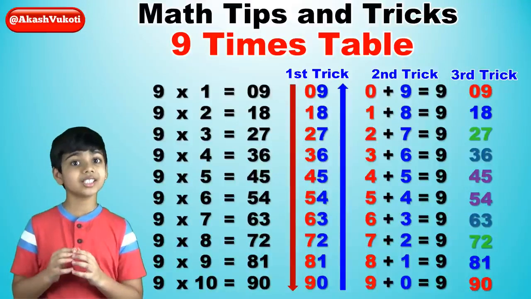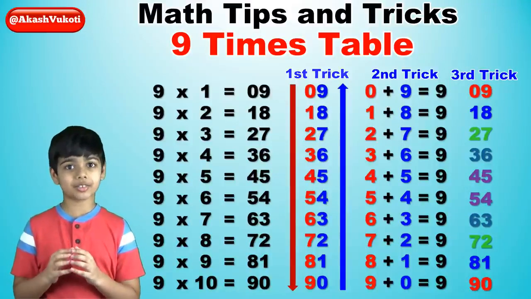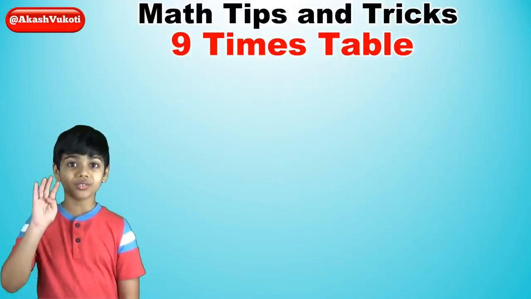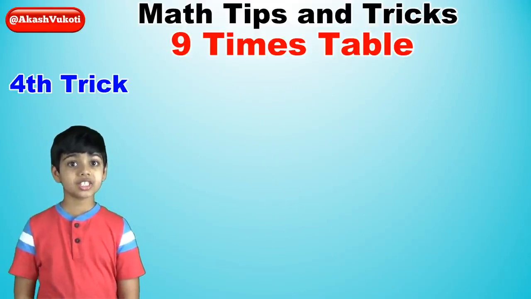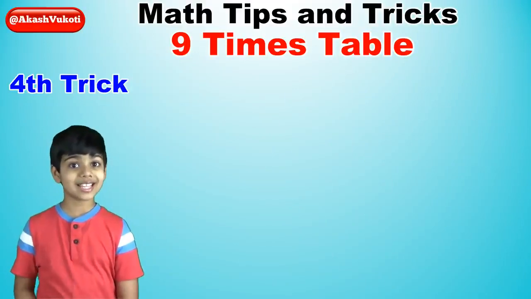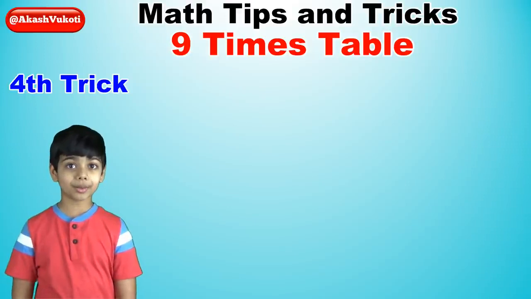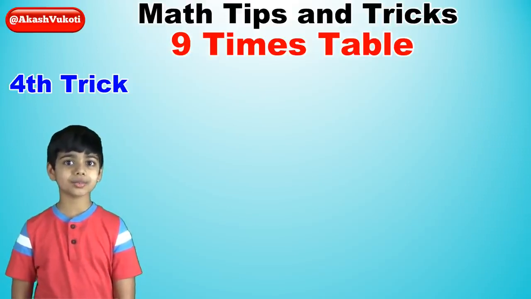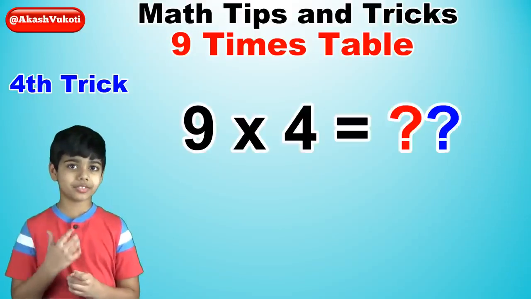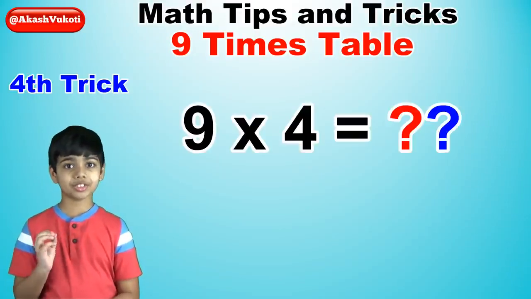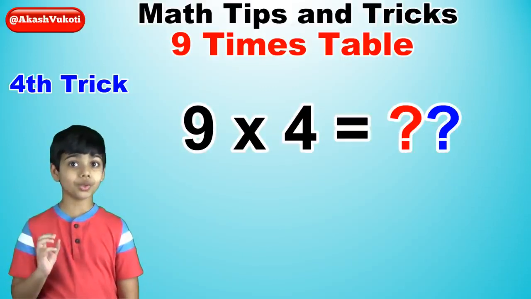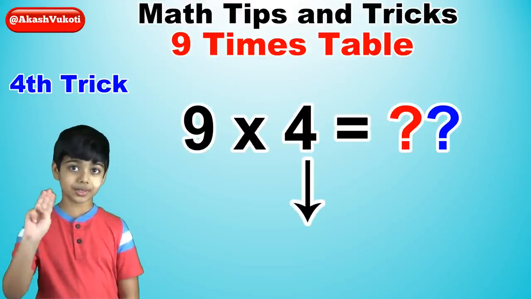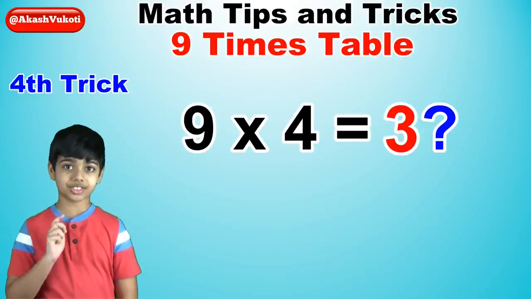These are 3 super easy tricks to memorize the 9 times table. However, there is the fourth trick, which is the quickest and fastest and easiest way to remember the 9 times table. Here it is. Say you want to multiply 9 times 4. What you have to do is take that number 4 and find the number before it, which in this case is 3. This number is the first digit.